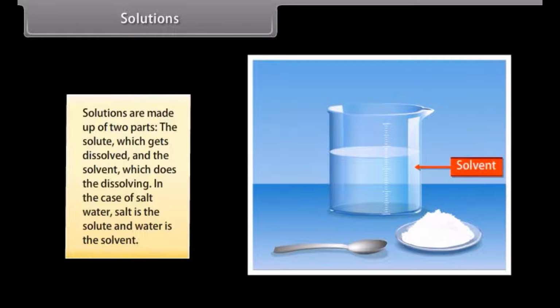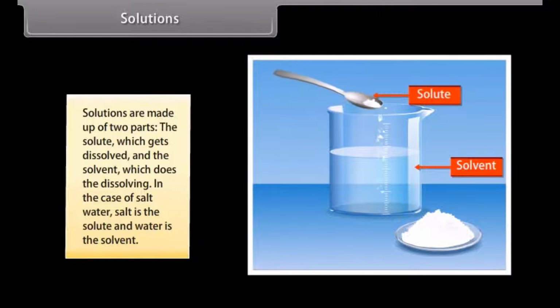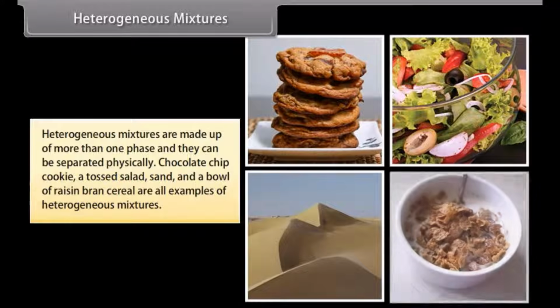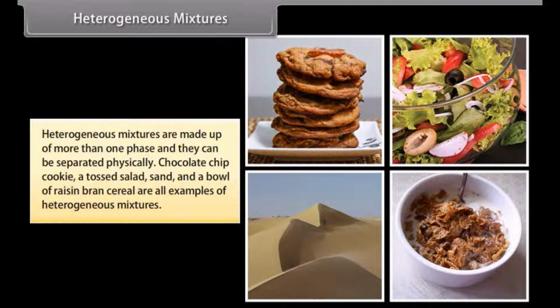Solutions are made up of two parts: the solute, which gets dissolved, and the solvent, which does the dissolving. In the case of salt water, salt is the solute and water is the solvent. Heterogeneous mixtures. Heterogeneous mixtures are made up of more than one phase, and they can be separated physically. Chocolate chip cookie, a tossed salad, sand, and a bowl of raisin, bran cereal are all examples of obvious heterogeneous mixtures.